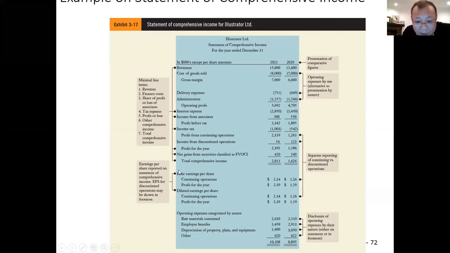Now moving to the bottom, the earnings per share, you have to report basic earnings per share and diluted earnings per share. You are going to learn how to do these calculations in future chapters, or in the second intermediate financial accounting course. Note they are dealing with continuing operation versus profit. They separate the total profit, and they list continuing operation separately from the total profit.